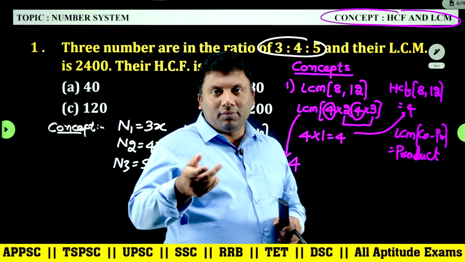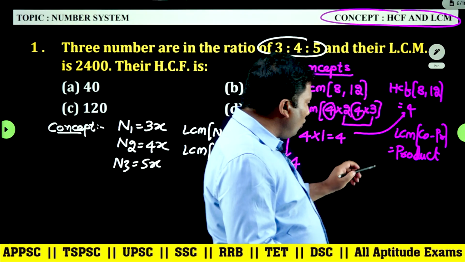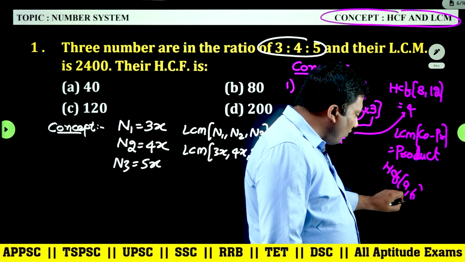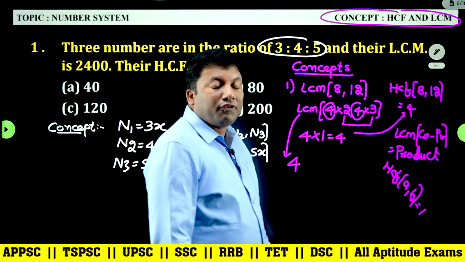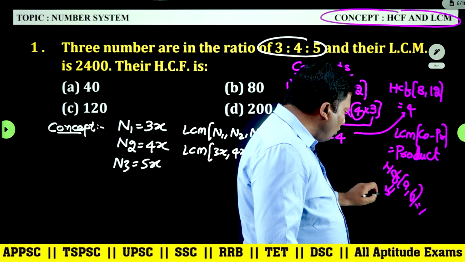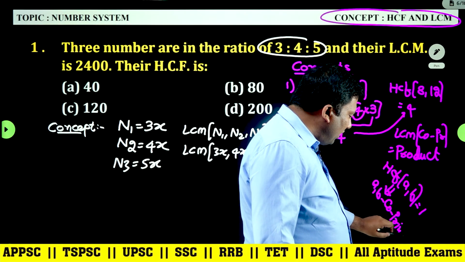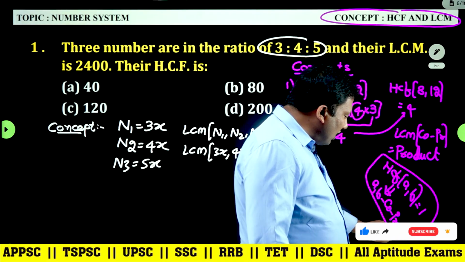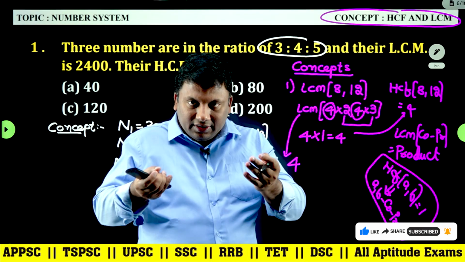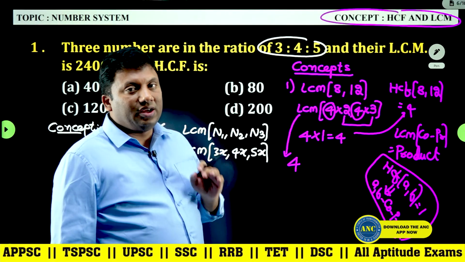What do we mean by co-prime numbers? Two numbers are said to be co-prime if their HCF is 1. That is, if two numbers have only one factor common and that is 1, then the numbers are said to be co-prime. The LCM of co-prime numbers is their product, and the HCF of co-prime numbers is 1. I am repeating this statement because it will be very useful.